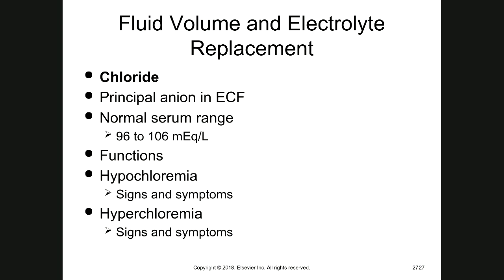Now your chloride is the principal anion of the extracellular fluid. The chloride ion is a major contributor in the acid-base balance, in gastric juice acidity, and then the osmolarity of the extracellular fluid. Normal serum chloride is 96 to 106 milliequivalents per liter.